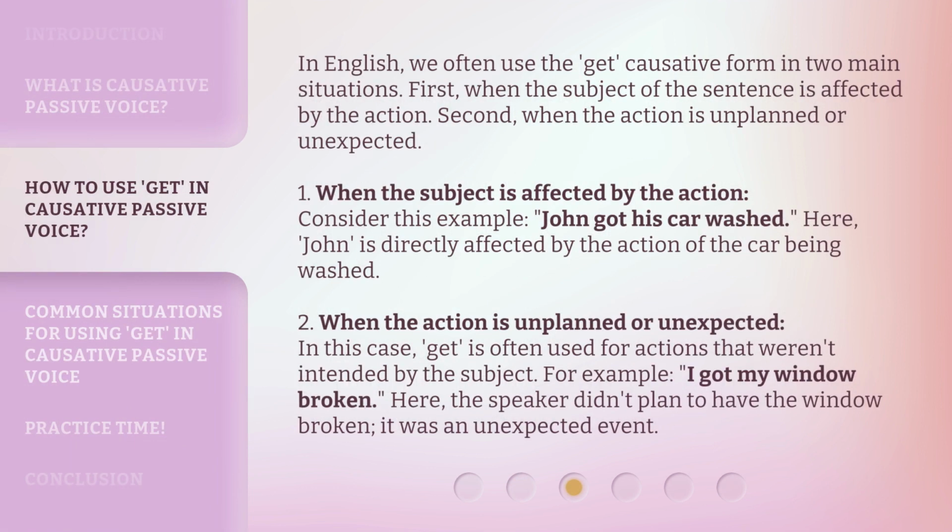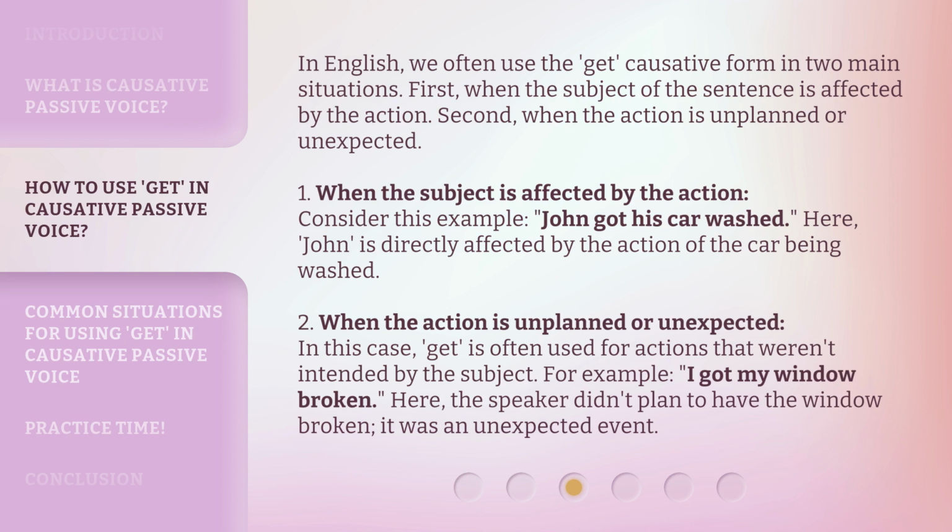In English, we often use the get causative form in two main situations. First, when the subject of the sentence is affected by the action. Second, when the action is unplanned or unexpected. 1. When the subject is affected by the action. Consider this example. John got his car washed. Here, John is directly affected by the action of the car being washed.